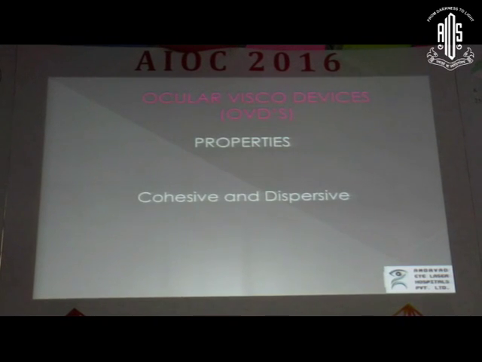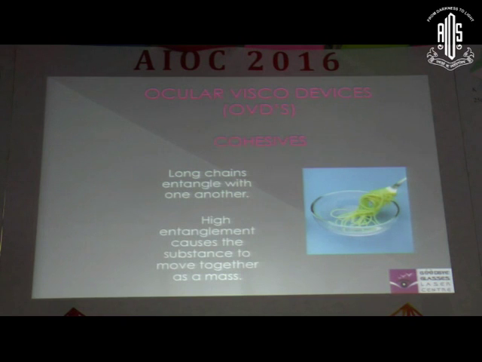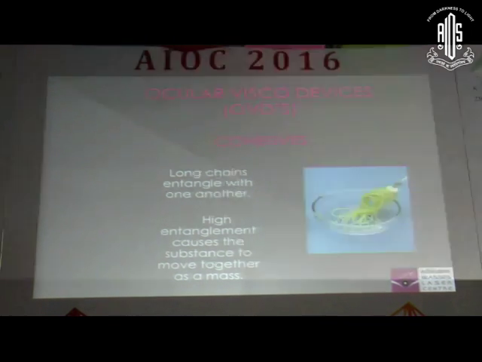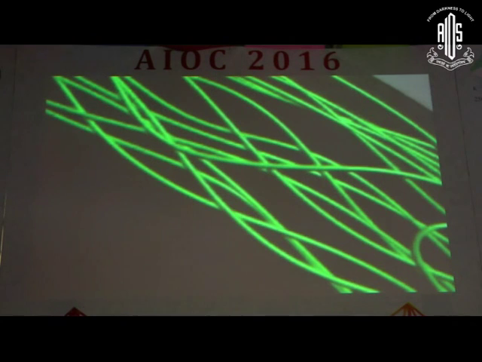The two main divisions in these viscoelastics are the cohesive and the dispersive, and I would just like to dwell upon them for you to actually understand when and where and how to use them. Right? The cohesive viscoelastics, these are the long chain viscoelastic devices having a property which makes them behave like a long chain and entangle together. Because of this high entanglement, the substance moves together as a mass. Right? And I will just show you in an animation of how that is done.